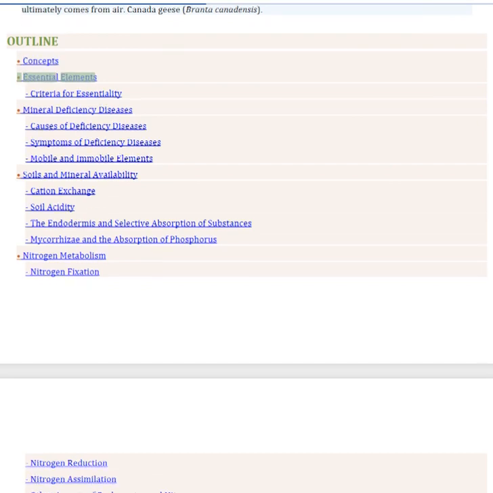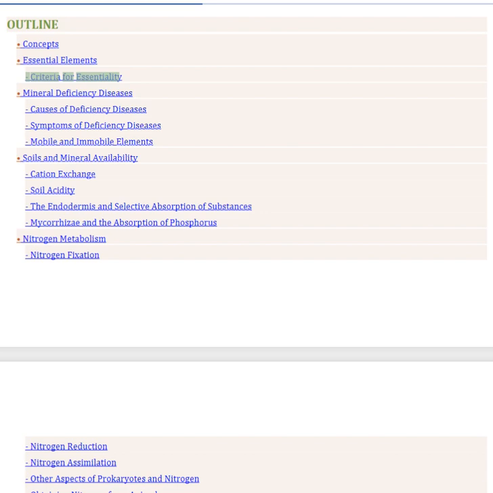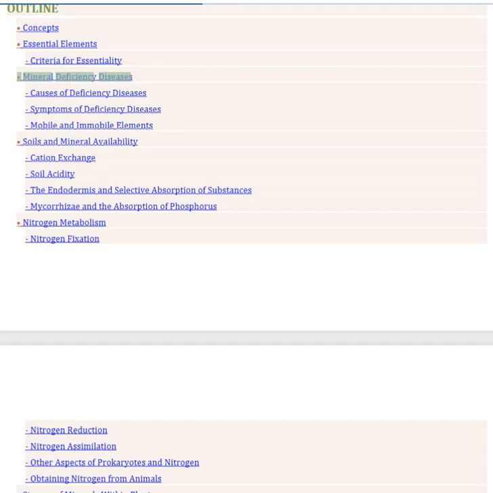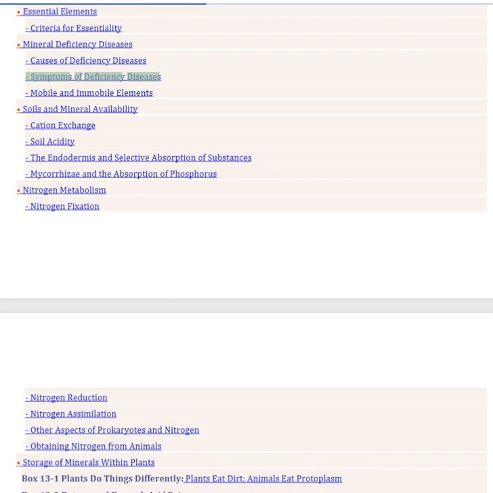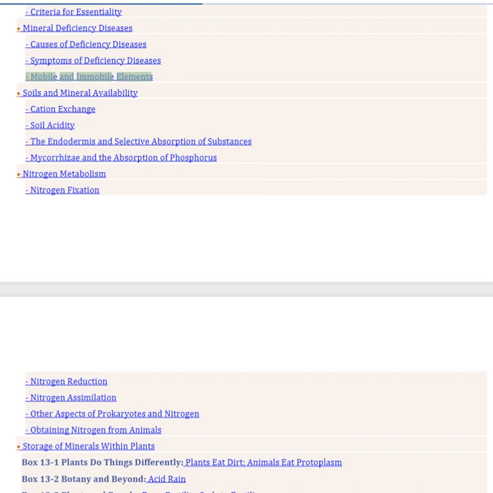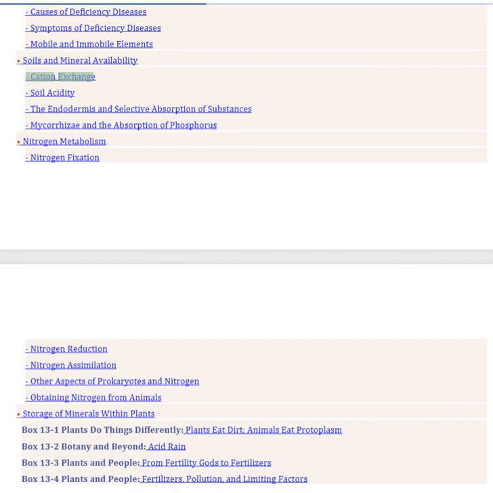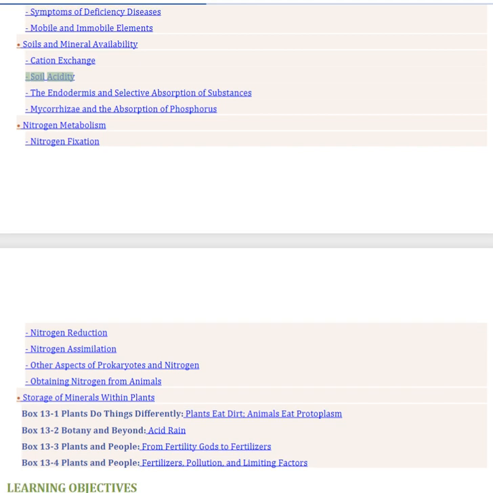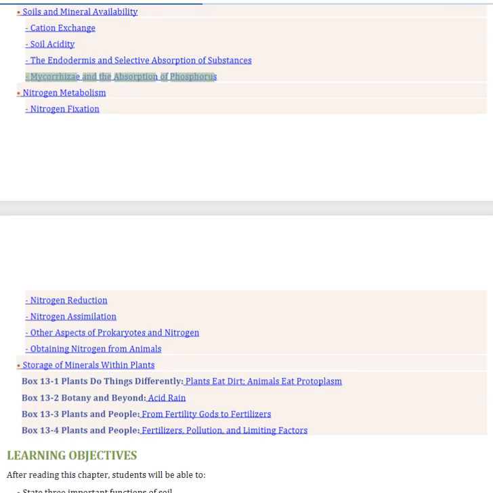Outline. Concepts: Essential elements. Criteria for essentiality. Mineral deficiency diseases. Symptoms of deficiency diseases. Mobile and immobile elements. Soils and mineral availability. Cation exchange. Soil acidity. The endodermis and selective absorption of substances. Mycorrhizae and the absorption of phosphorus.